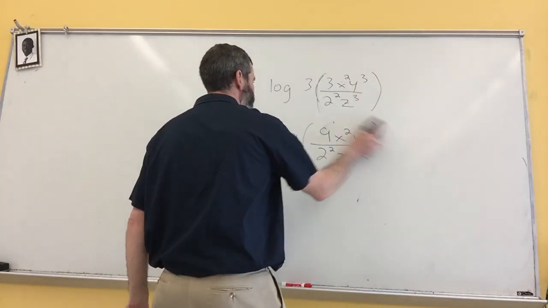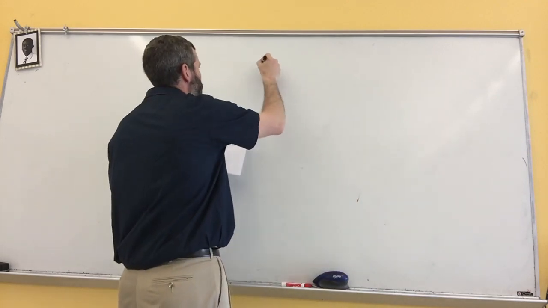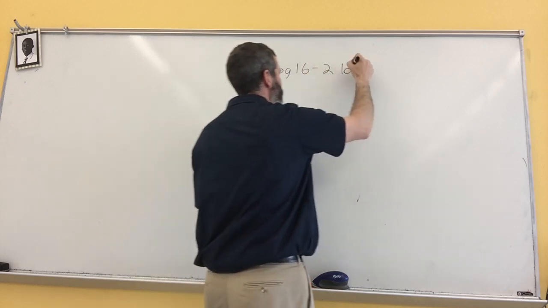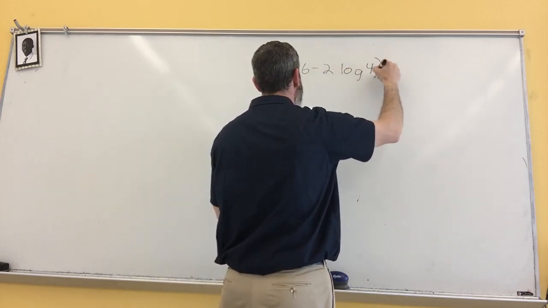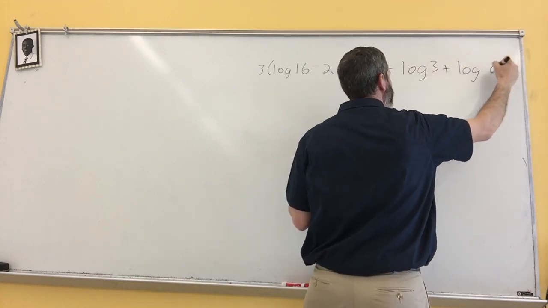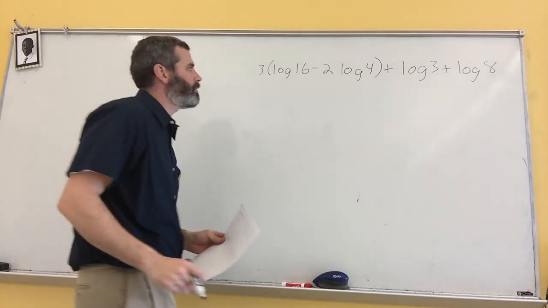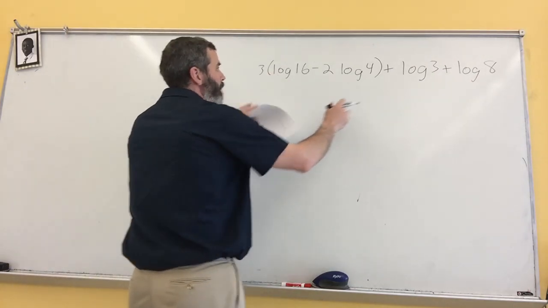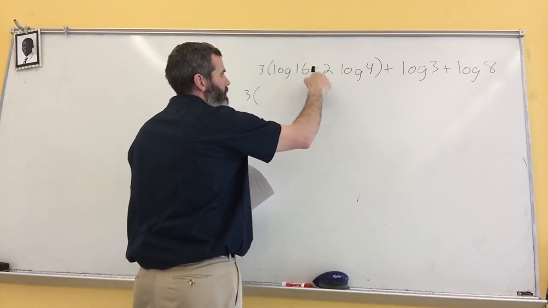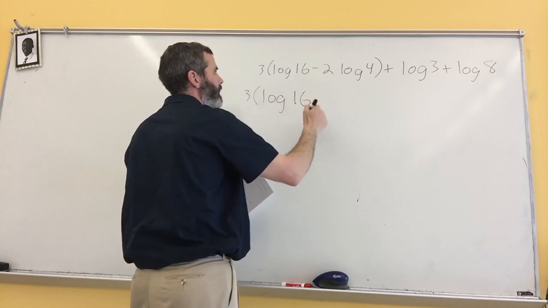Number 3 is a condensed problem. We got 3 log of 16 minus 2 log of 4 plus log of 3 plus log of 8. Okay, common base, right? Base 10, just not shown, so we got all the same bases, we're good. I'm gonna start off with inside these parentheses. So I'm gonna keep my 3, and this is a subtraction problem, right? So I'm gonna have log base 16.